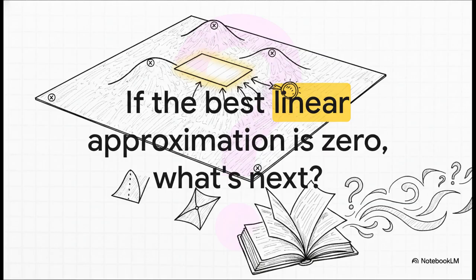But it does leave us with one last really juicy question. At a peak or a valley, the tangent plane is flat. Our linear approximation is 0. It basically tells us nothing about the shape. So how do we know if we're at a peak, a valley, or some weird saddle point? For that, we have to look even closer. And that, well, that's where the next part of this incredible story really begins.